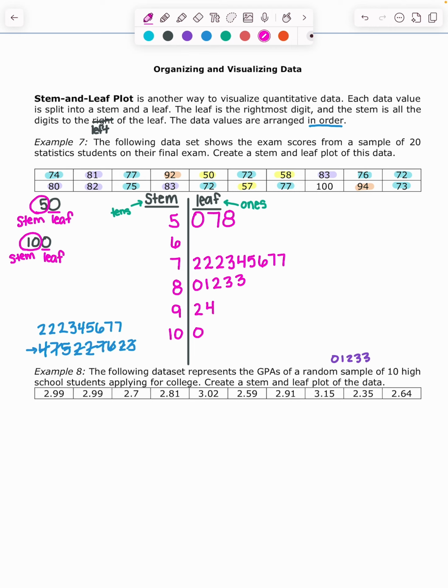All right, so I think that looks pretty good. I'm still going to check to make sure I didn't miss any. And I'm going to check that by making sure that the number of leaves is equal to the number of data values.